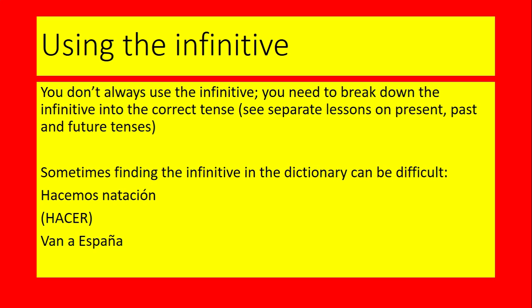Van a España means that they go to Spain, but you will not find ban, B-A-N, in the dictionary. But van a España, you might not be able to work it out at all, because ban comes from the verb ir, the verb to go. Ban means they go. There's a big difference between ban and ir. So finding an infinitive might not always be possible. And similarly, just because you know the infinitive doesn't mean you'll be able to go from hacer to hacemos or from ir to van.